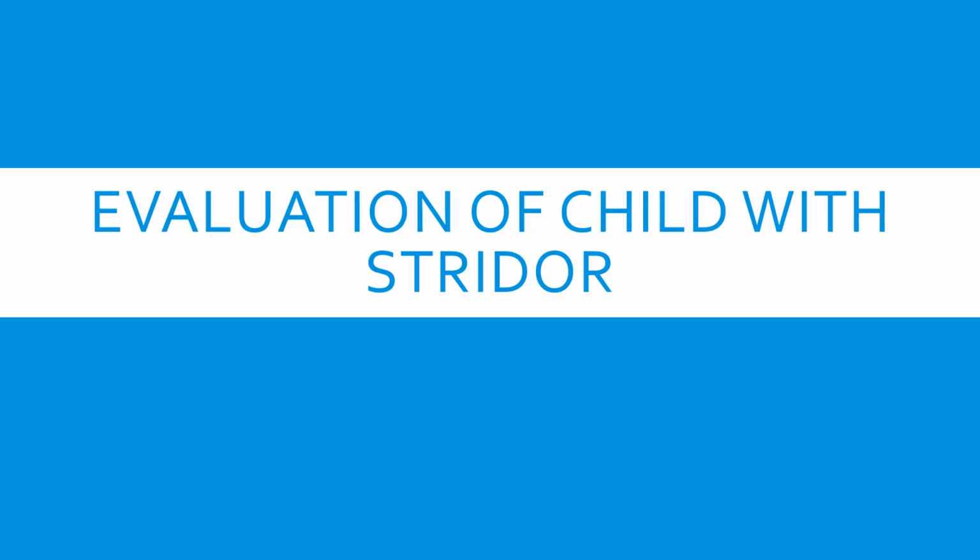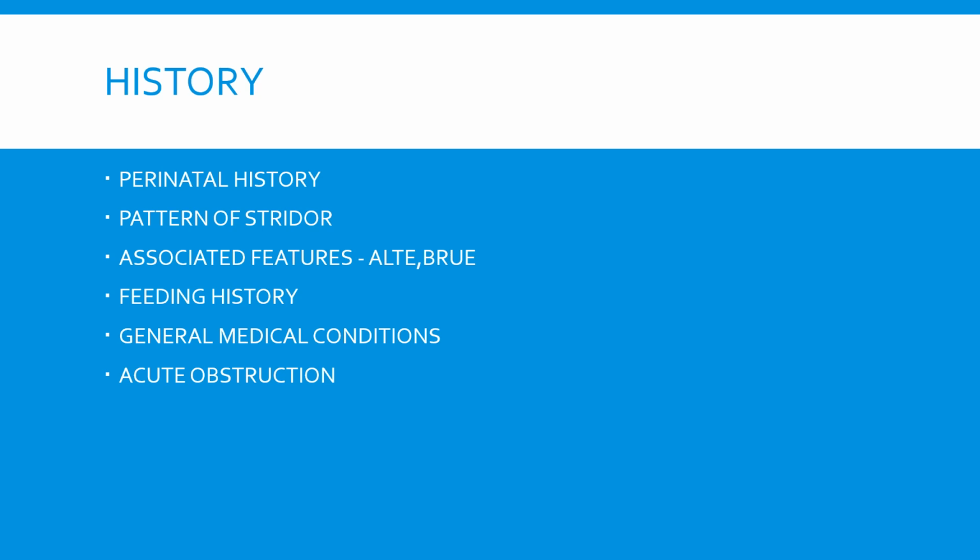Evaluation of a child with stridor. History taking is really important in a child with stridor. We need to know about the perinatal and the obstetric history. If a child was born prematurely, it might have required ventilation and would have been intubated. This would have led to stridor.